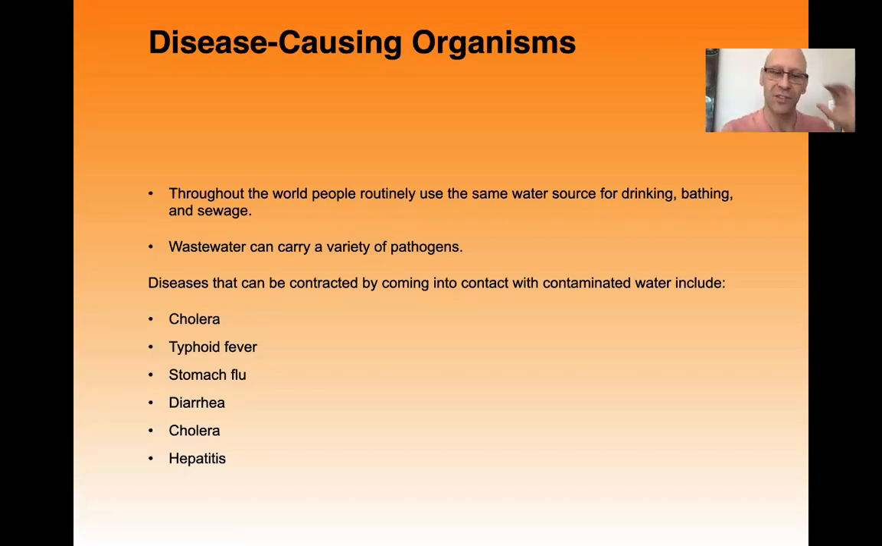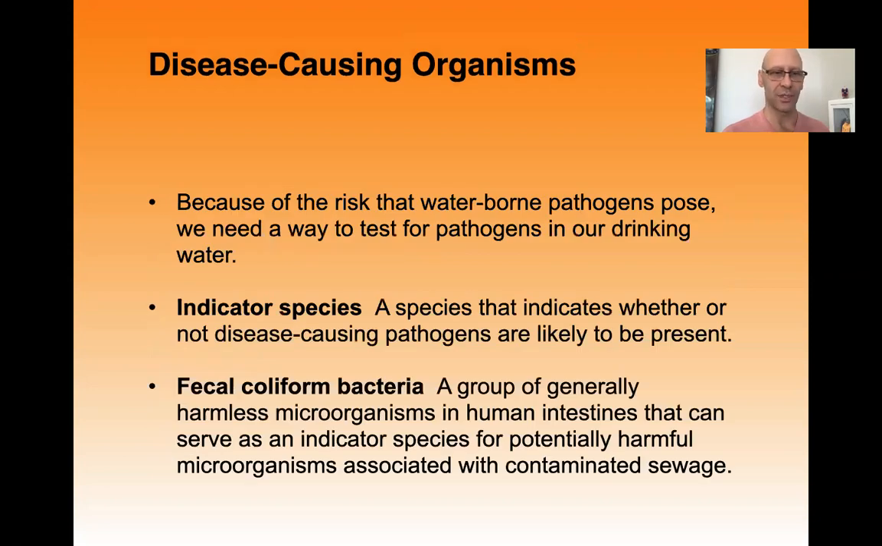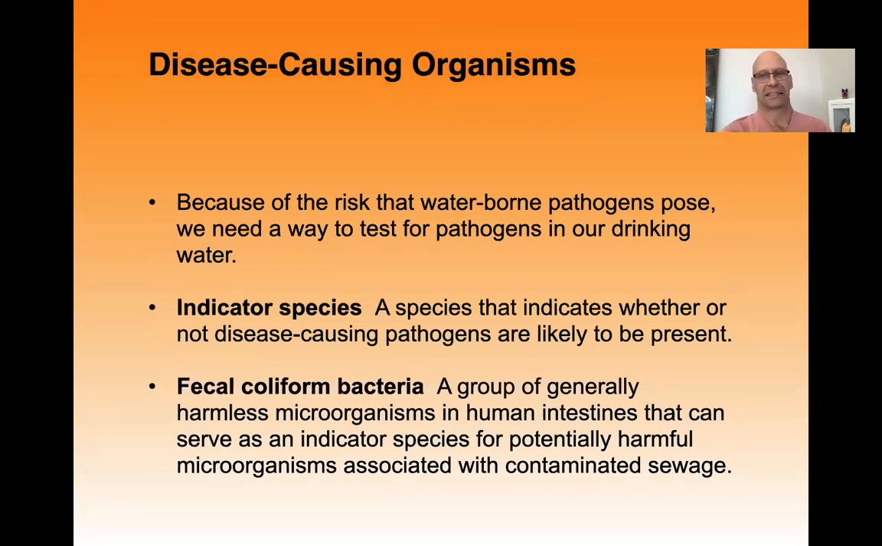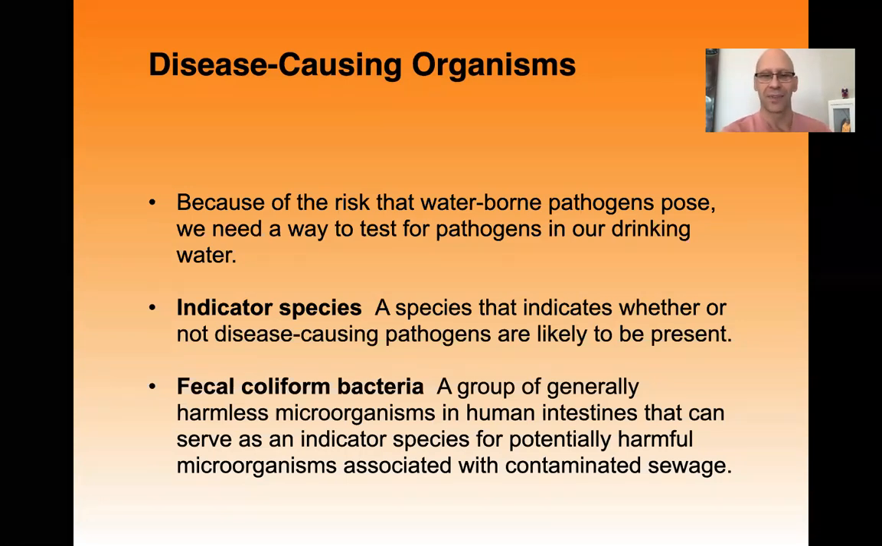But if they enter, as long as they're in your digestive system, not harmful. But if they enter your body any other way, it can cause real problems. The type of bacteria that are very commonly looked for, also known as an indicator species, are the fecal coliform bacteria. And yes, it's exactly what you think they are. They originate in the human intestines. And so here's the idea.